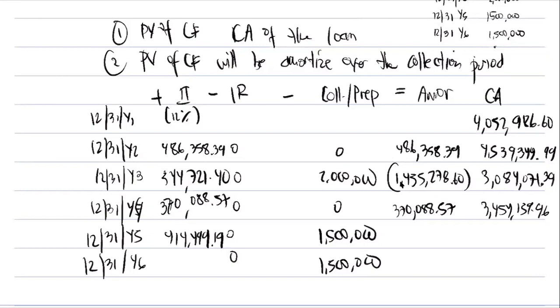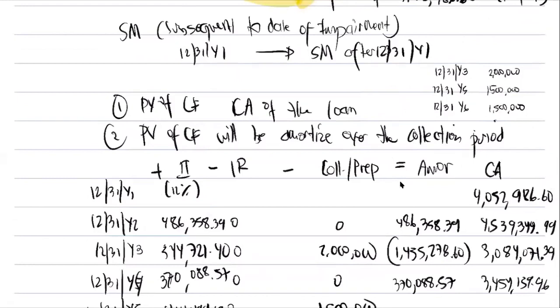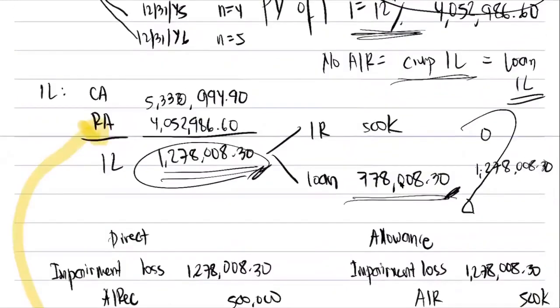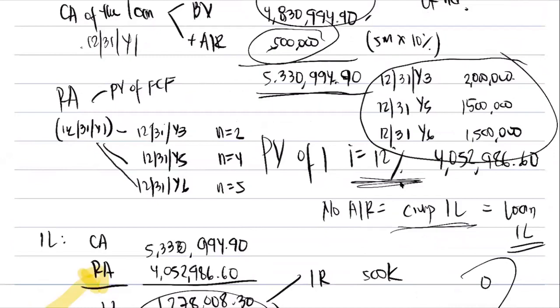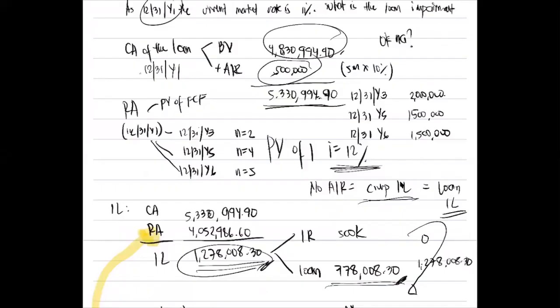Kinompute nyo ba yung PV of cash flows? Nakuha nyo rin ba yung 4,052,986.60? Baka mali yung ating PV. Sir, iba po yung nako-compute namin, sir. Ano nako-compute nyo? Sir, 3,398,000 po. Sige, compute ko lang. 2 million. Sige, wait lang ah. 3,398,805.16. Oh, yun. Okay. So, sorry, mali pala yung na-compute nating value.